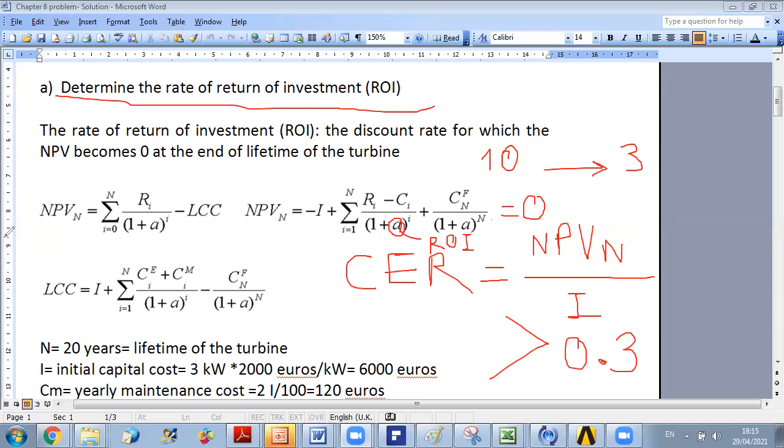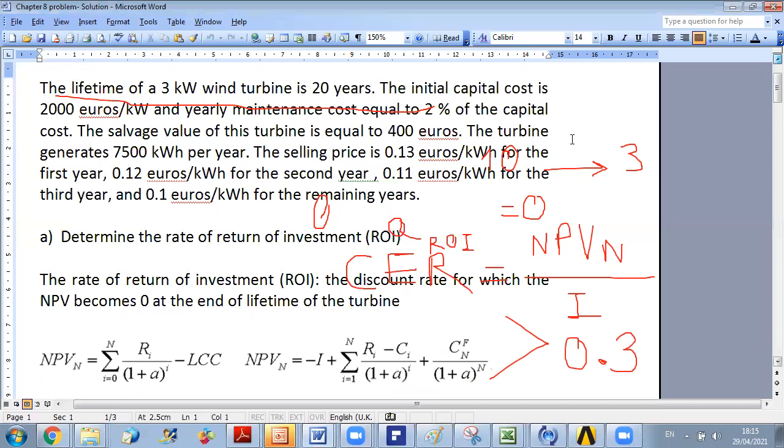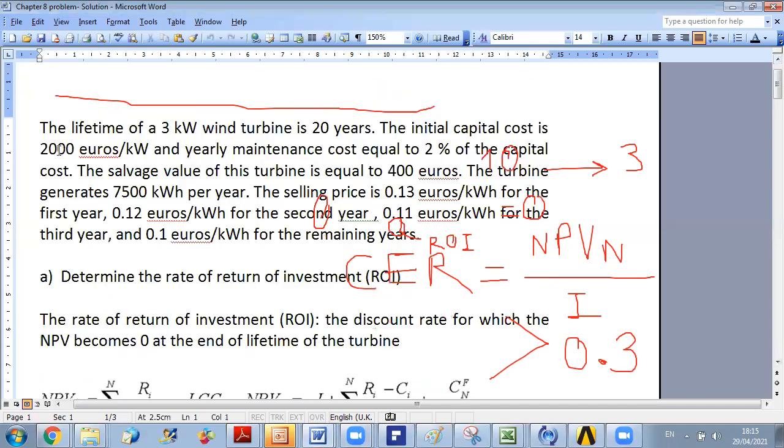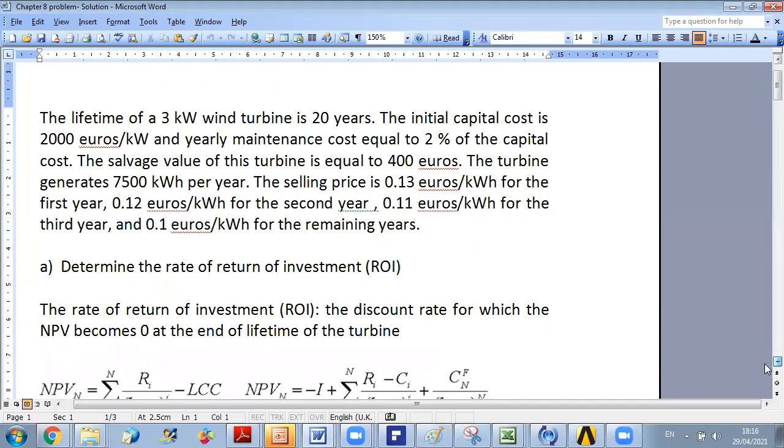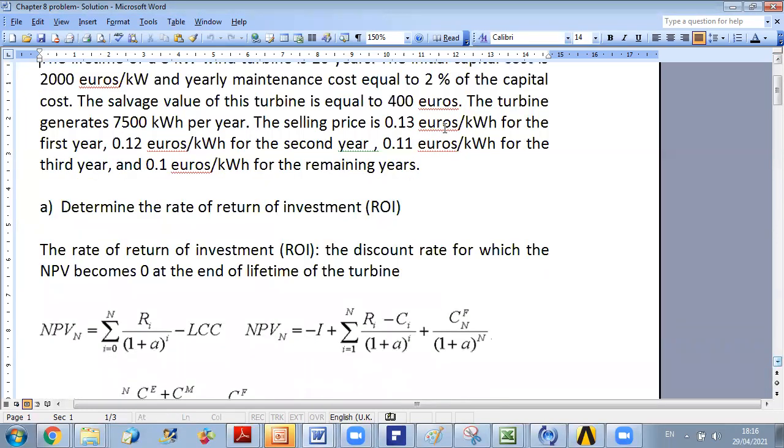So let us together find all the terms in my equation. First, I need to know the investment. We have seen together that for this problem, the investment can be calculated as 2,000 times 3, because this is the price of my wind turbine. So it's 6,000 euros. So in this case, my investment I is equal to 6,000 euros.